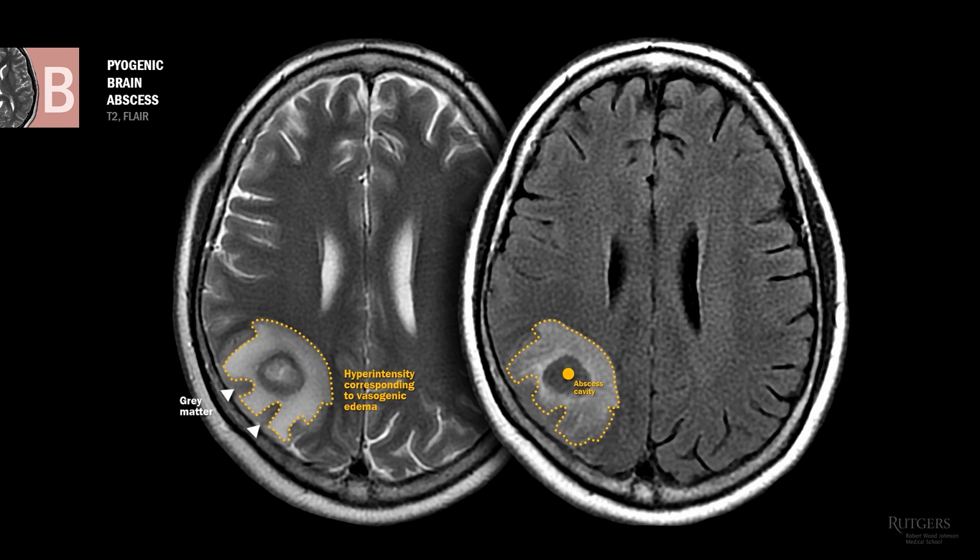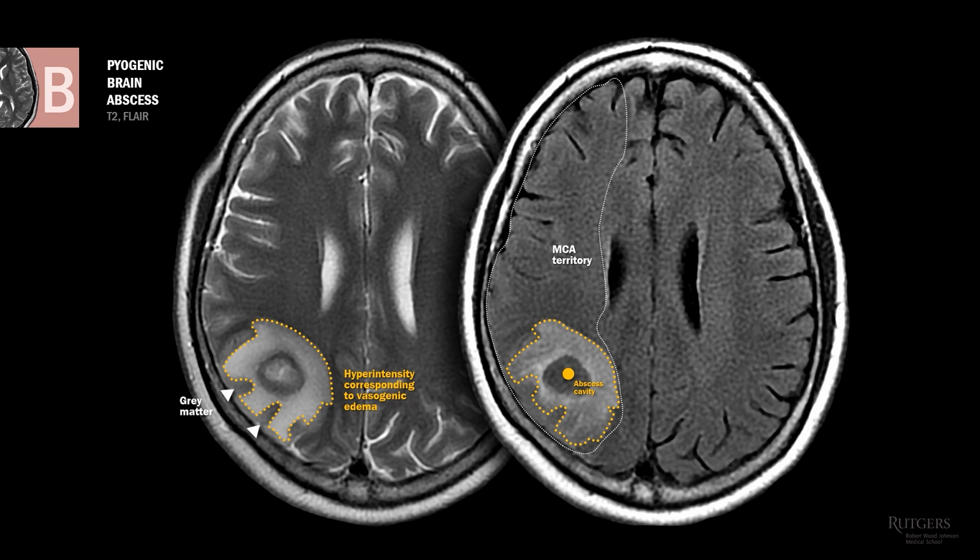Incidentally, abscess-forming organisms usually spread through the bloodstream from a primary site. And of course, more of these emboli will end up in the vascular territory of the artery that supplies the majority of the hemisphere. So it's not surprising that the most common locations for abscesses are in the frontal and parietal lobes, in the distribution of the middle cerebral artery.